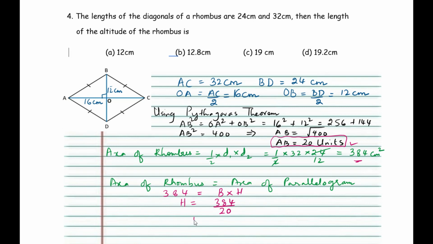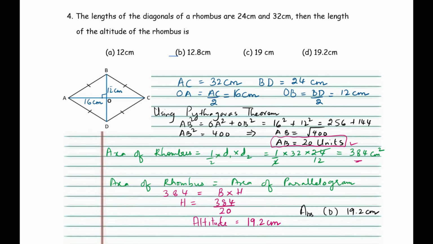Now we get height or altitude equals 384 divided by 20, we get 19.2 centimeter. Therefore the correct answer is option D, 19.2 centimeter. The question is little bit lengthy, but if you use the concept, it is easy.